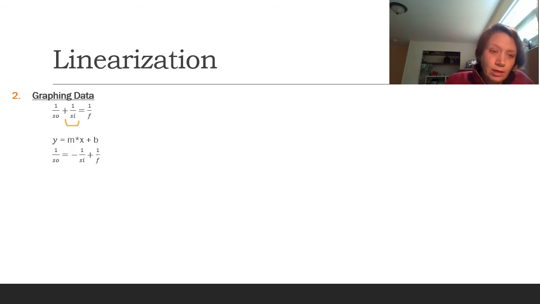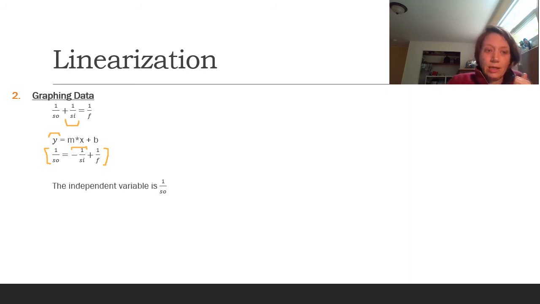So now if I look at this, my y value for my graph is 1 over SO. That's what I want to graph on my y-axis. Over here, my m times x is this negative 1 over SI situation, and my b, which is my intercept, is 1 over F. So you don't have to have it any prettier than this, just so long as I can see how I've got one chunk for the y, a chunk for the mx, and a chunk for the b. This actually is enough rearranging for me to create a linearized graph.